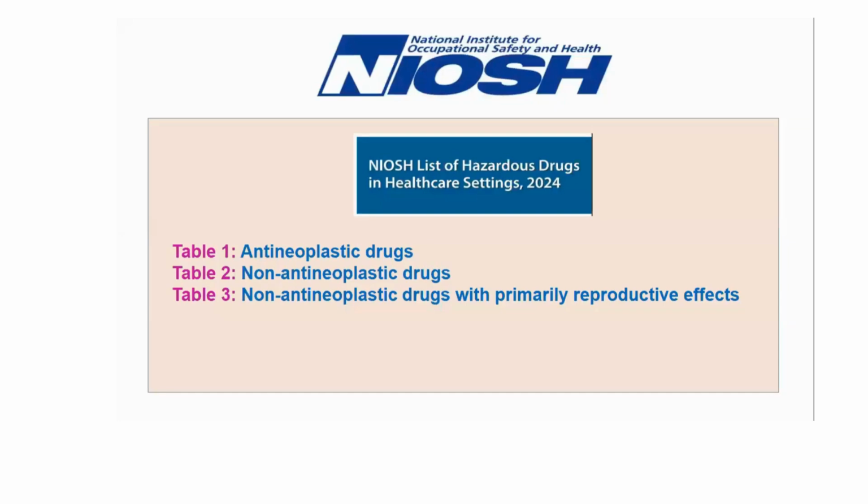The NIOSH list of hazardous drugs is divided into 3 tables. Table 1 consists of the antineoplastic drugs, Table 2 consists of the non-antineoplastic hazardous drugs, and Table 3 consists of the non-antineoplastic drugs with primarily reproductive toxicity.